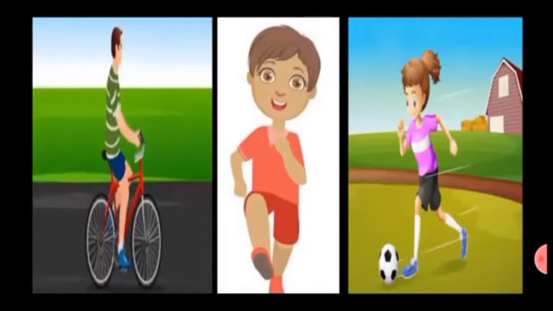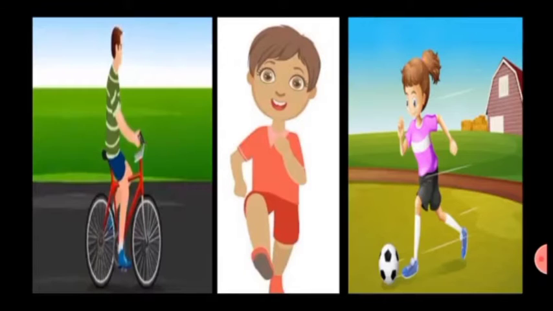Can you see the picture above? What can you infer from the above picture? You can see a man riding a cycle, a boy running, and a girl playing with a football. From this image, we can say that work is being done. There is a motion. Now, can you tell me what is motion?